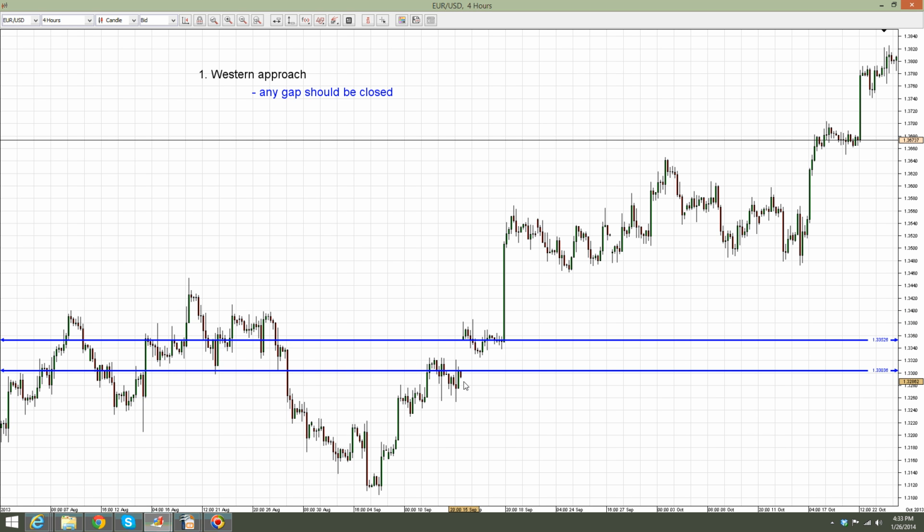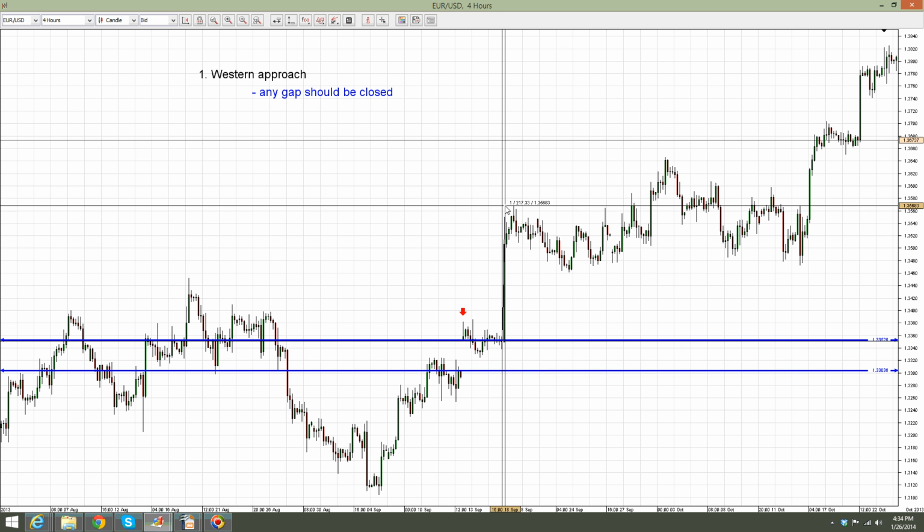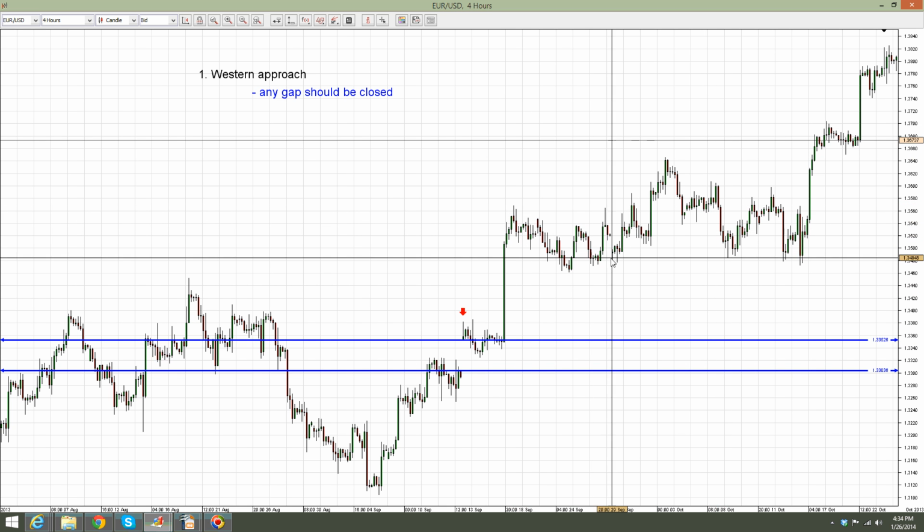Now under the Western approach, it means that any gap should be closed. So using that approach, basically everybody will try to go short here, right? Now we are trading binary options here, so everybody will try to buy put options with whatever the expiration date. Well, price is never closing this gap, as you can see. If you're going short here, even buying put options here, you're going to be squeezed out as markets squeeze extremely strong to the upside, and there you go, price is moving like that.